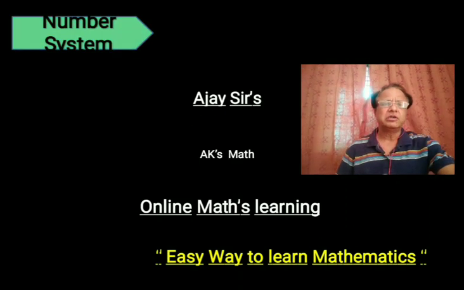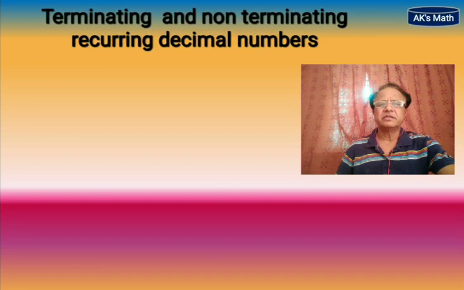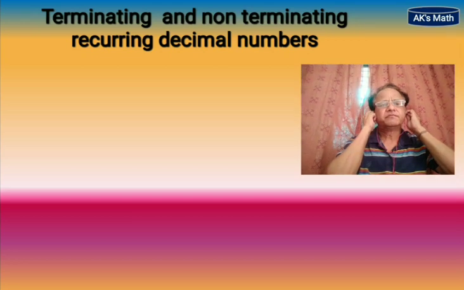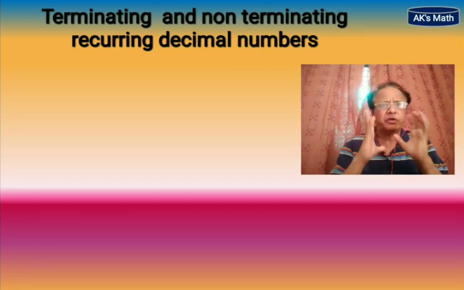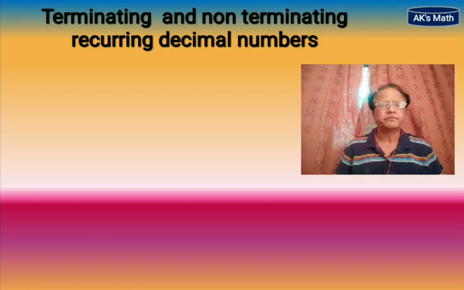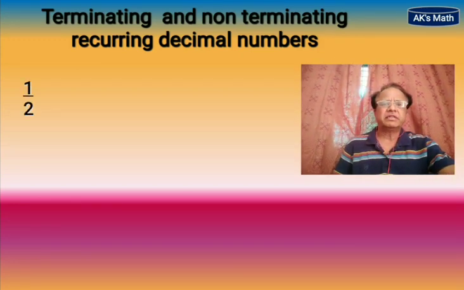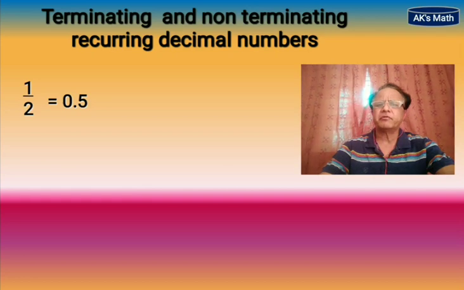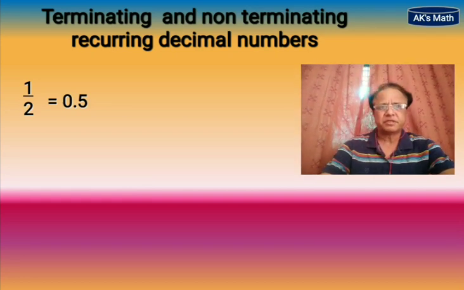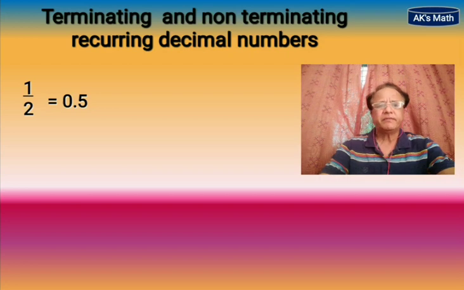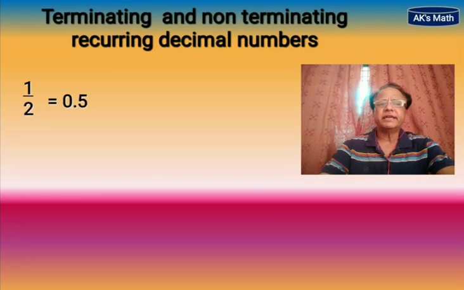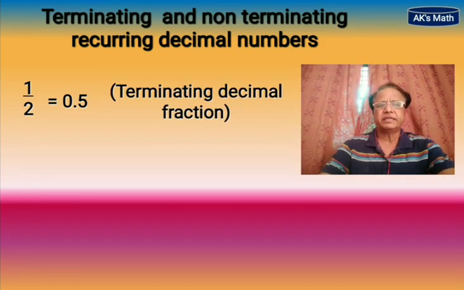Let's go. What is first? Look at the slides. Terminating and non-terminating recurring decimal numbers. Before starting the theory, let's look at some numbers. This is 1 by 2. If we divide 1 by 2, we will get 0.5, and 0.5 means the division stops. Here the remainder is 0, therefore the division stops. So such a decimal number is called a terminating decimal fraction.